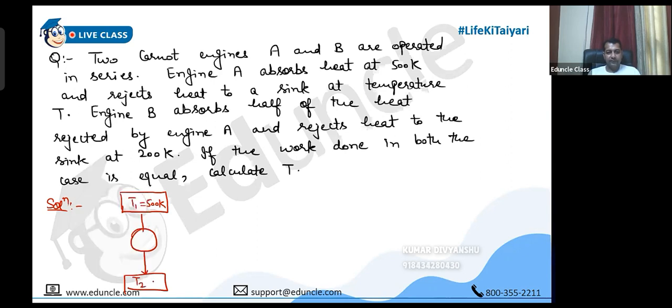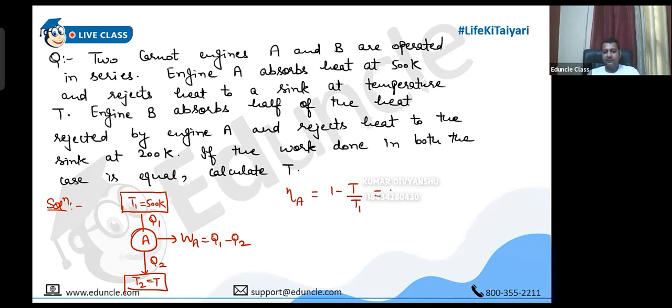Let's call the work WA because this is engine A. And then let us write the equation for this one. Efficiency of this one will be 1 minus T by T1 or 1 minus Q2 by Q1. Let it be number 1. This one is okay. Now, because the two engines are operated in series, the second engine is absorbing half of the heat rejected by engine A.